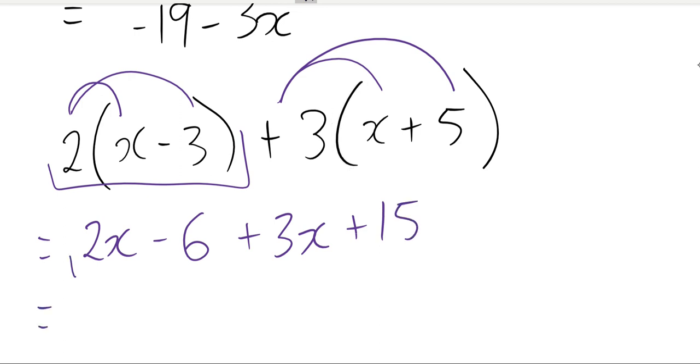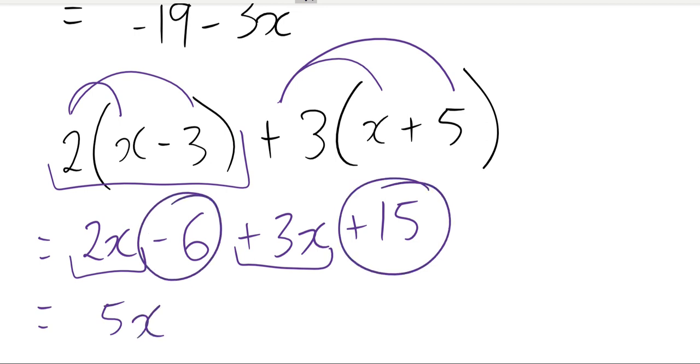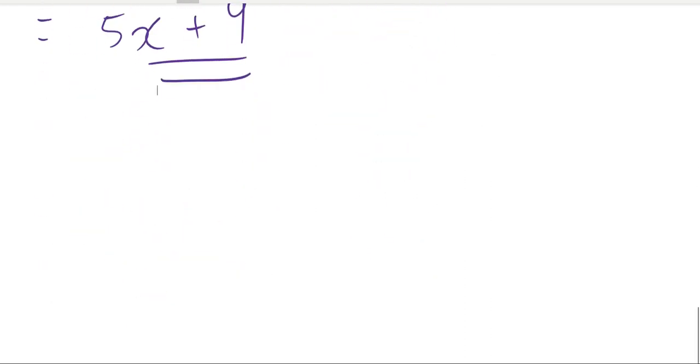I put my like terms together. 2x plus 3x gives me 5x. Negative 6 plus 15 gives me a positive 9. Last example. A common mistake that is made is in this example that I'm giving you here.